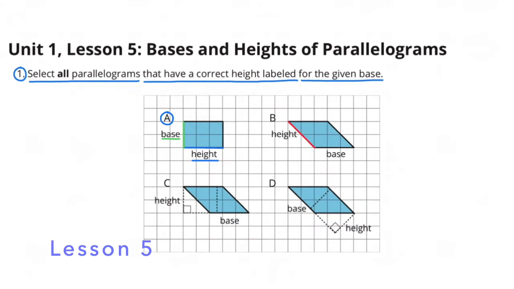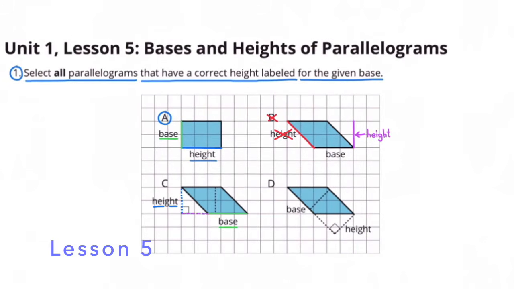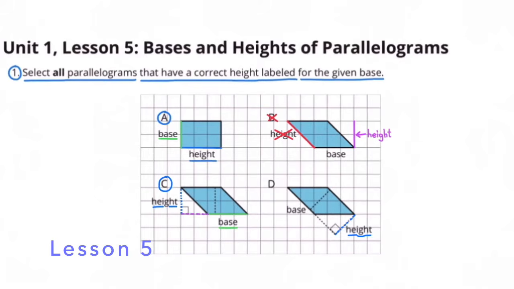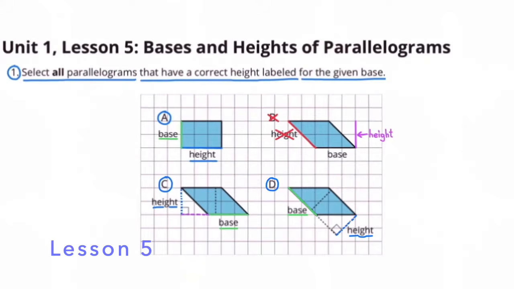Figure B, they've labeled the height and the base, but you'll notice that the height is not at a 90-degree angle compared to the base. If the height were located here in purple, it would be at a 90-degree angle. Figure C, they've labeled the base and the height, and you'll notice that the height is at a 90-degree angle compared to the base. Figure D, they've labeled the height and the base, and the height is at a 90-degree angle compared to the base. For figures A, C, and D, I'll highlight the 90-degree angle in yellow.